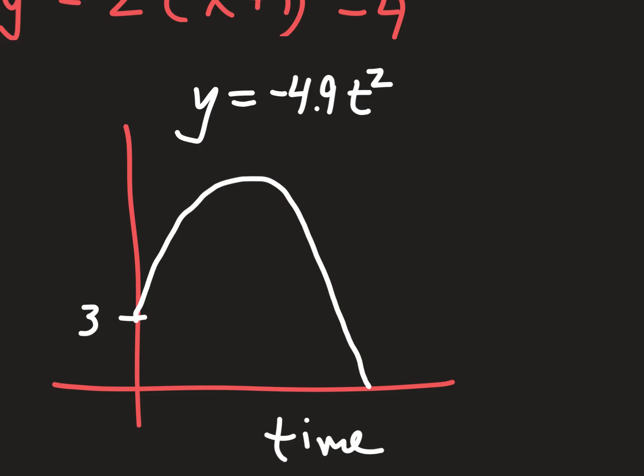And on Earth, the gravitational constant is involved, and that's, I think, negative 9.8, but then you're supposed to divide it by 2 in this formula. If you're into physics, you'll know what I'm talking about. That's how you get the negative 4.9.